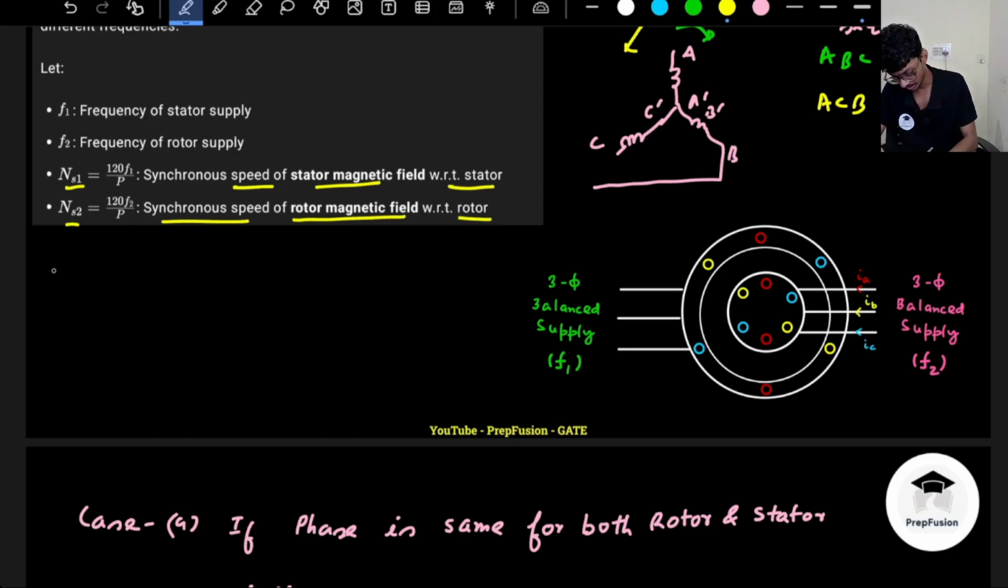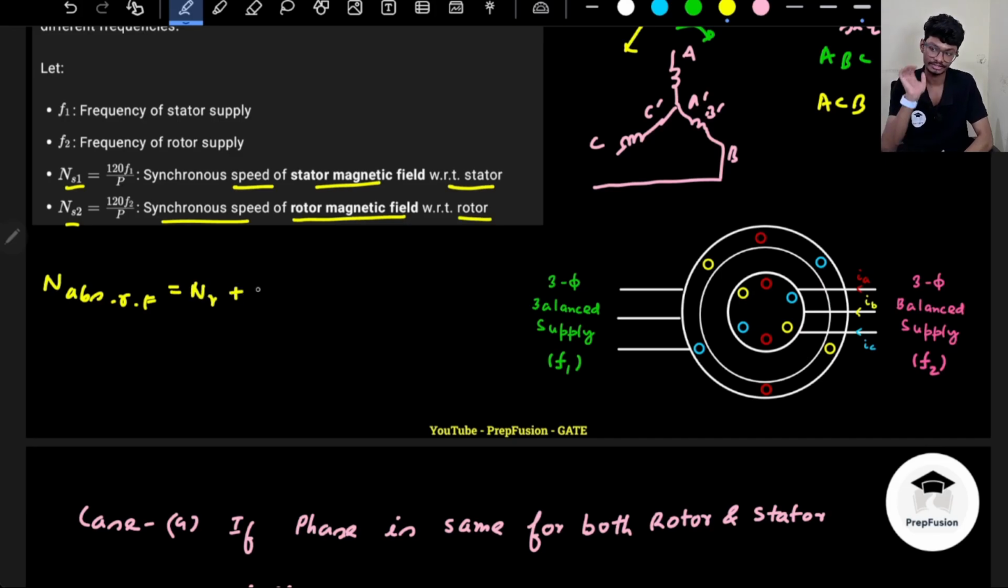So what is the absolute speed of the rotor magnetic field? I will write another quantity, n r, the absolute speed of the rotor magnetic field. It will be equal to the speed of the rotor plus, if I assume the rotor is also rotating in the same direction, nr plus ns2. Because ns2 is the speed with respect to the rotor, so this is the absolute speed.